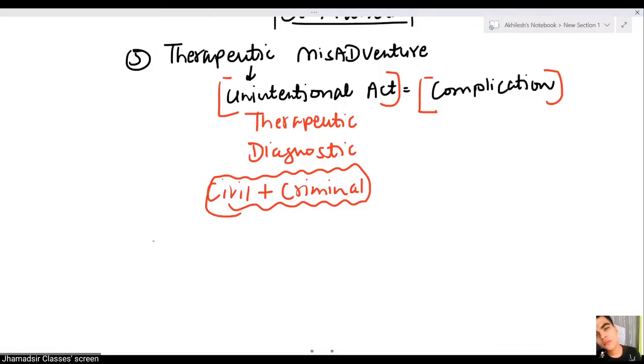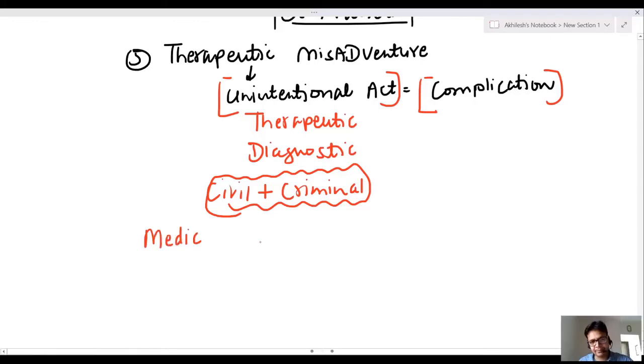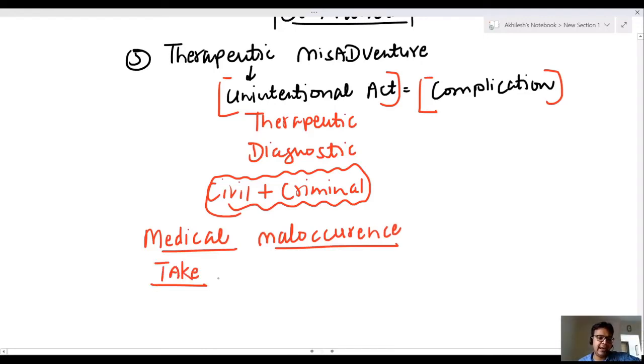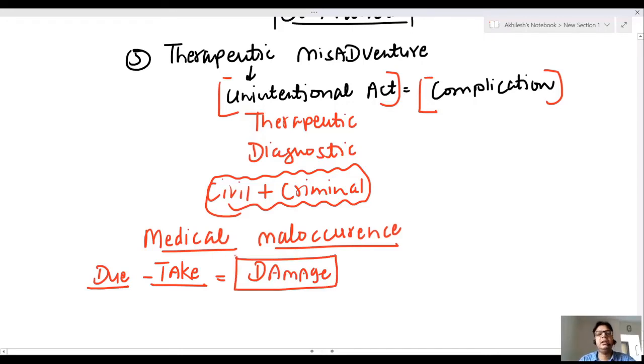And doctor, this is also known as medical misadventure. What is medical misadventure? You are taking proper due care, but still you get damage. You are taking all proper due care, but still you get damage. Like sometimes you are going for all proper care, but still you got some injury during the surgery, during the medical procedure. This is known as medical misadventure.